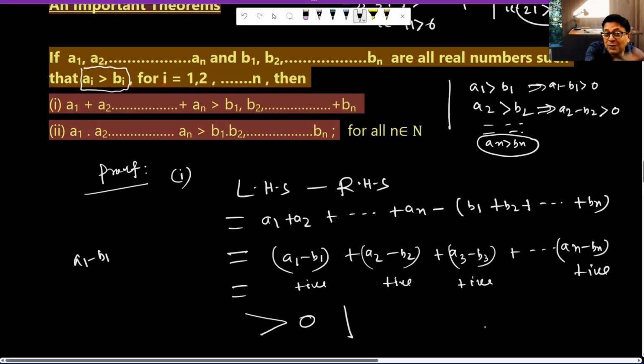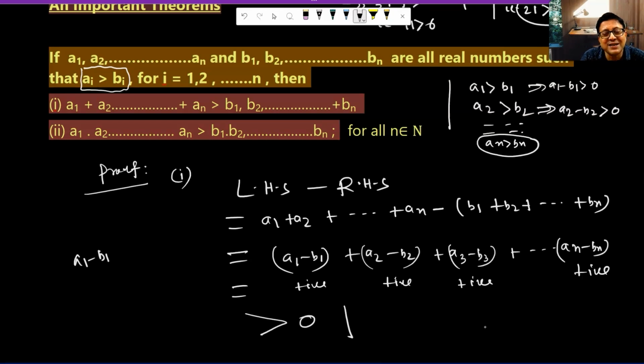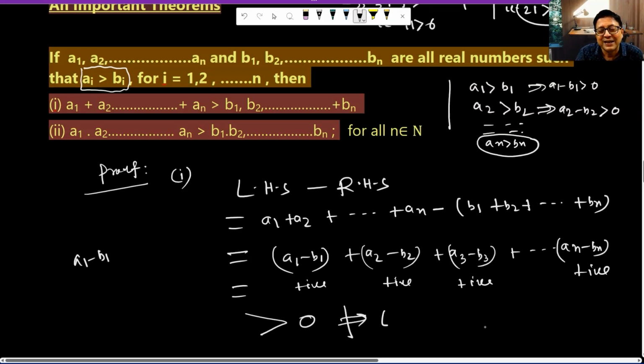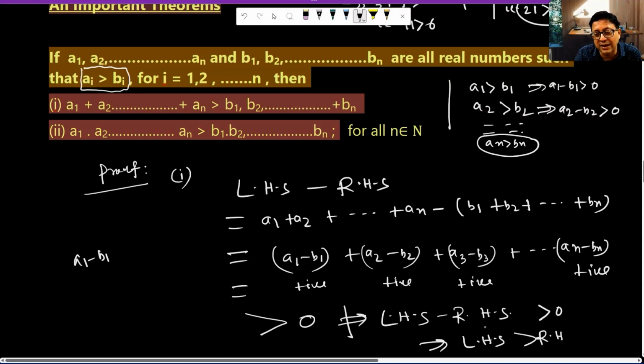So what have you proved there? This proof means you are solving a sum here, isn't it? So this implies that LHS, you have started with this, LHS minus RHS greater than 0. This implies LHS is greater than RHS. Clearly, you have understood? So, the first one we have proved.